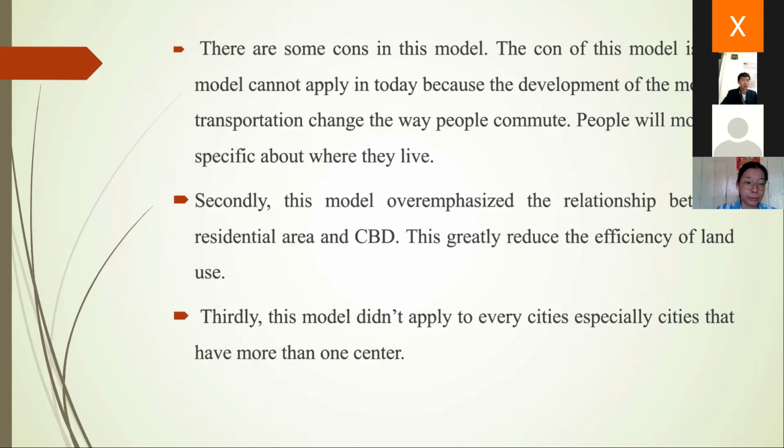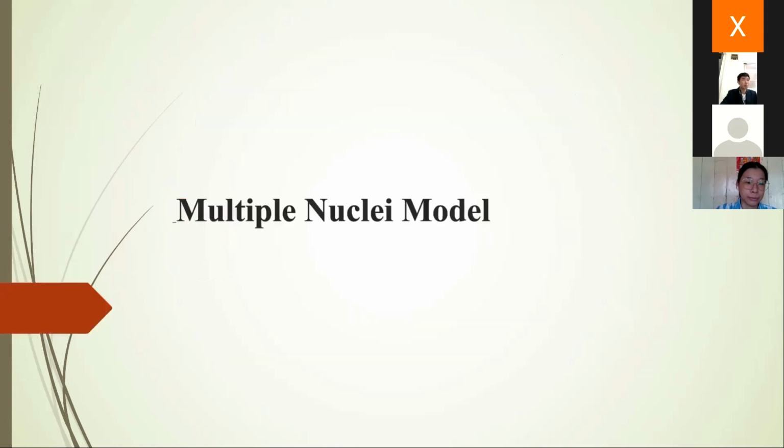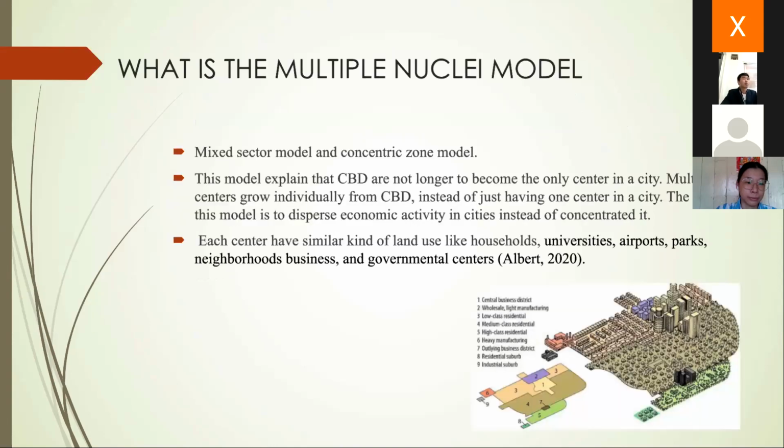The third one is this model does not apply to every city, especially cities that have more than one center. And another model is the multiple nuclei model. The multiple nuclei model is a mix of the sector model and the concentric zone model. This model explains that the CBD is no longer the only center in a city. Multiple centers grow individually from the CBD instead of just having one center in the city. The aim of this model is to display economic activity in a city instead of concentrating it.